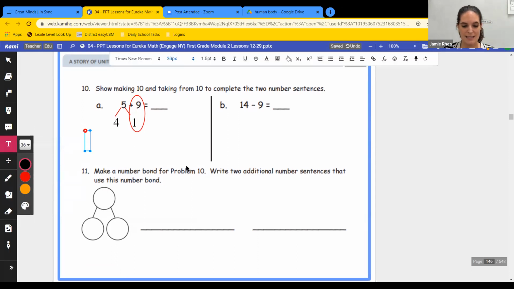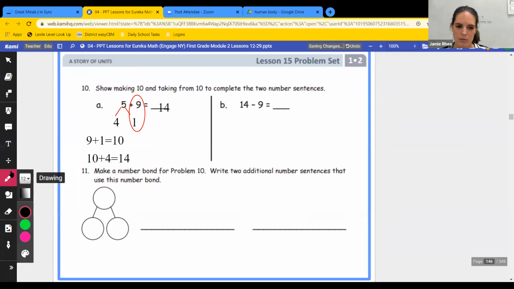So I can say 9 plus 1 equals 10. 10 plus 4 equals 14. So I can put 14 up here. Now over here it says 14 minus 9. So we got to draw 14. Here we go. Ready? 1, 2, 3, 4, 5. Little space. 6, 7, 8, 9, 10. Little space. 11, 12, 13, 14.